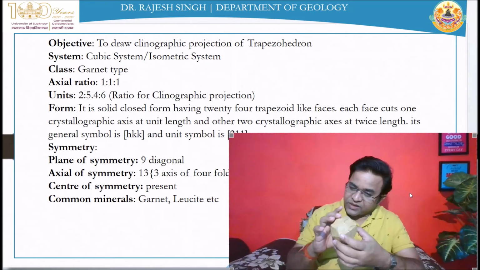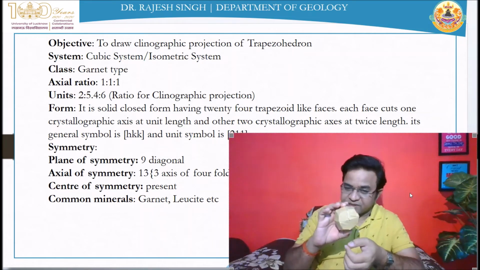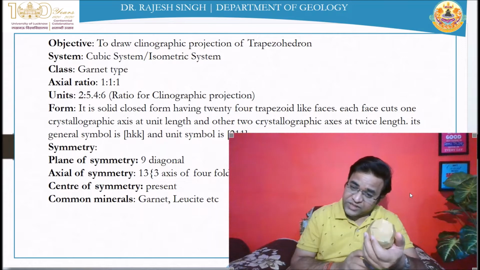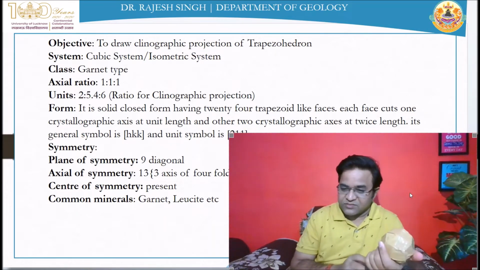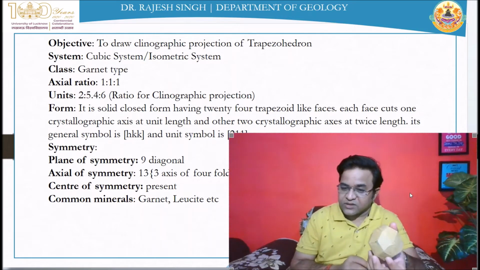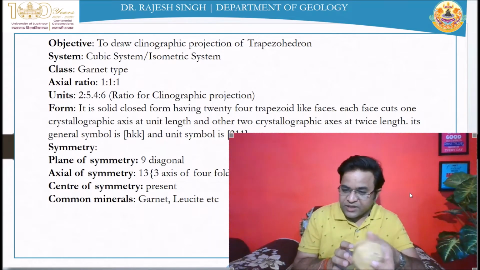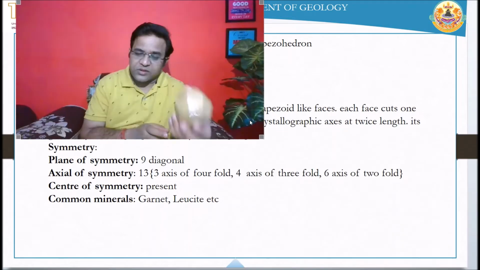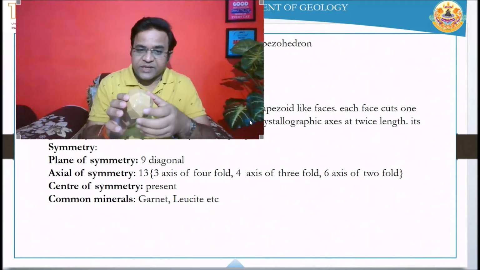This trapezohedron consists of what? 24 trapezium-shaped faces, and it also belongs to what? The normal class. So if it is a garnet type, a normal class, then it will show what? Nine planes of symmetry, mirror planes, and 13 axes of symmetry, and a center of symmetry will be present. Now I am going to discuss the symmetry elements.